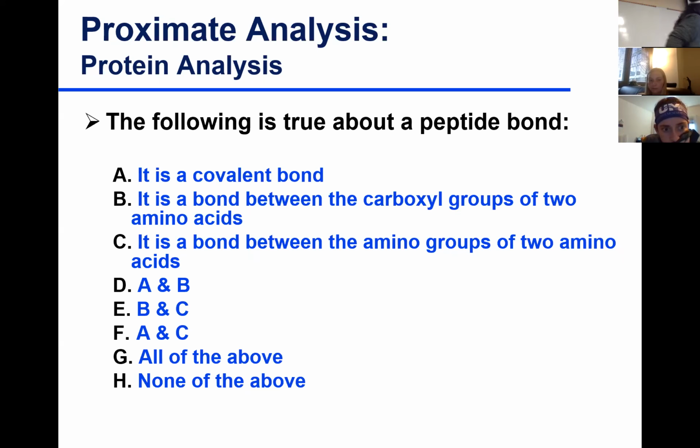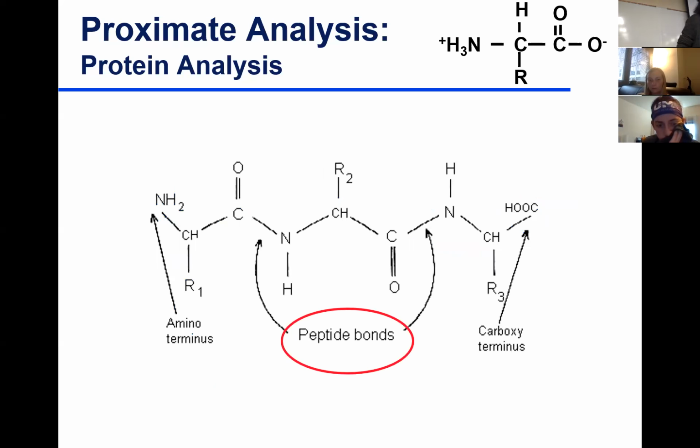A and C, let's see. A is correct, C is not correct. So A, it is a covalent bond, but it's kind of confusing. Is it a bond between carboxyl groups? Is it a bond between amino groups? It's actually a bond between the carboxyl group and the amino group. So it's a bond between the carboxyl group of one amino acid and the amine group of the other amino acid. That is your peptide bond.